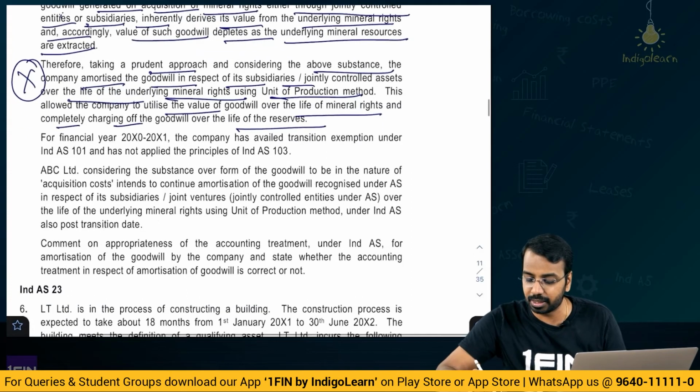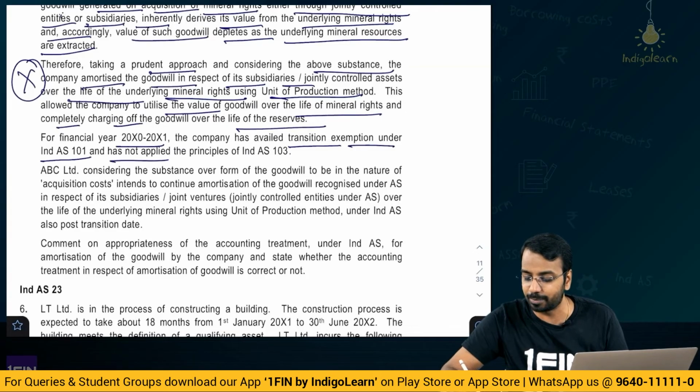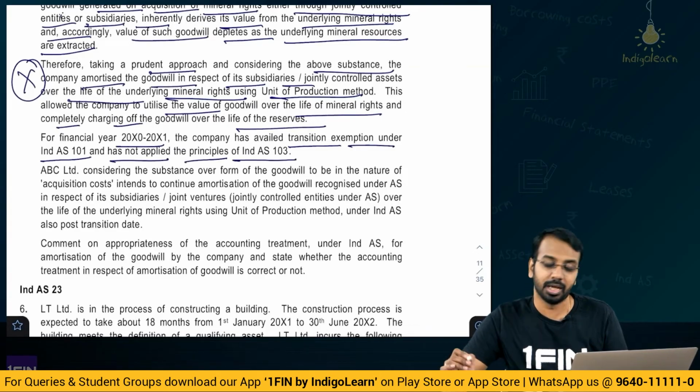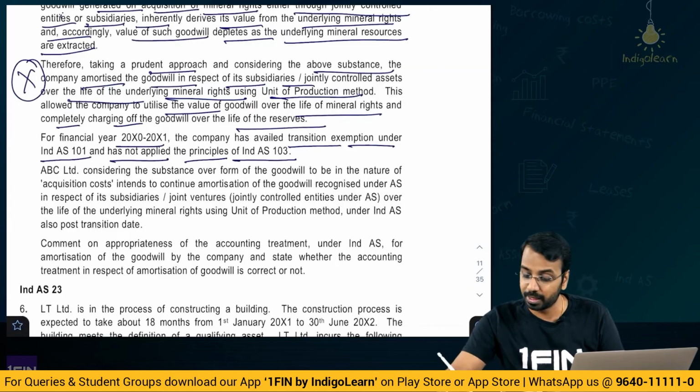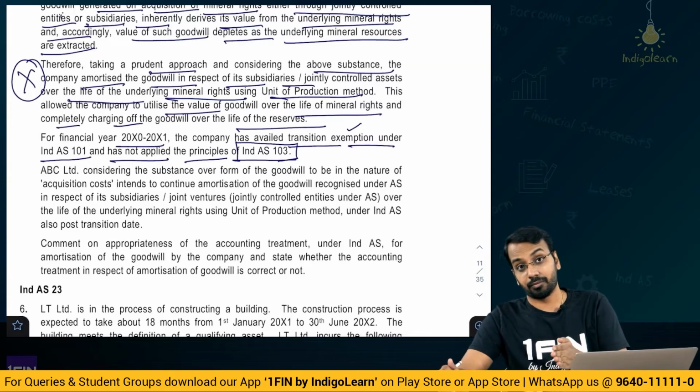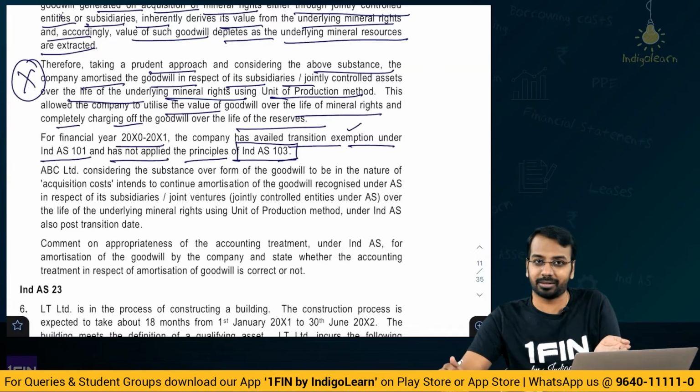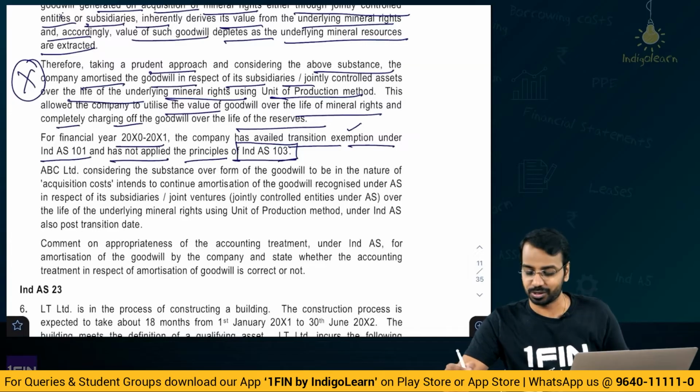For the financial year ended year 1, the company has availed transition exemption under Ind AS 101 and has not applied the principles of Ind AS 103. So now we know, as per exemption, you can take the exemption and not apply the principles of Ind AS 103, provided for all the acquisitions before that acquisition you don't apply Ind AS 103.